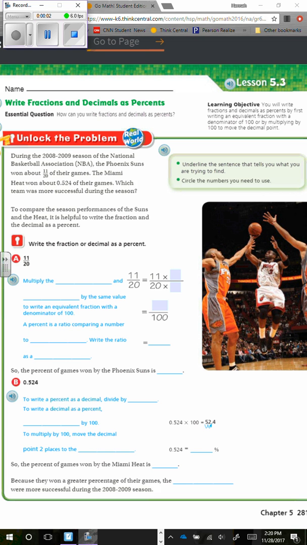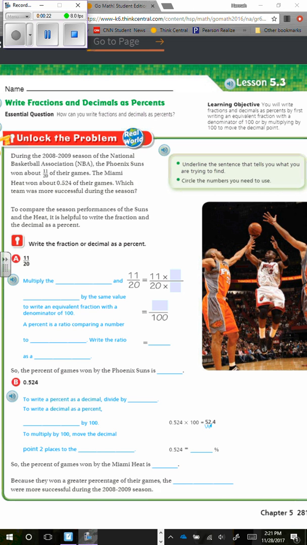Today we are going to be going over lesson 5.3, which is writing fractions and decimals as percents. Our objective will be that you will write fractions and decimals as percents by first writing an equivalent fraction with a denominator of 100 or by multiplying by 100 to move the decimal point.